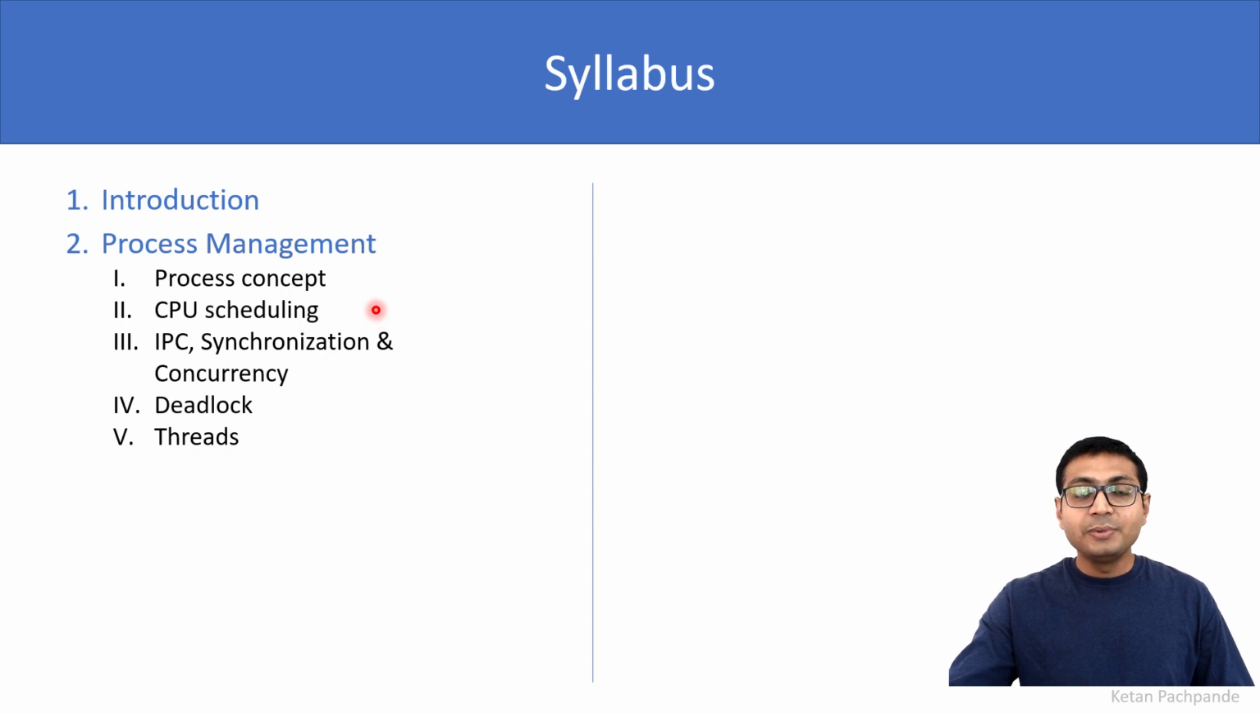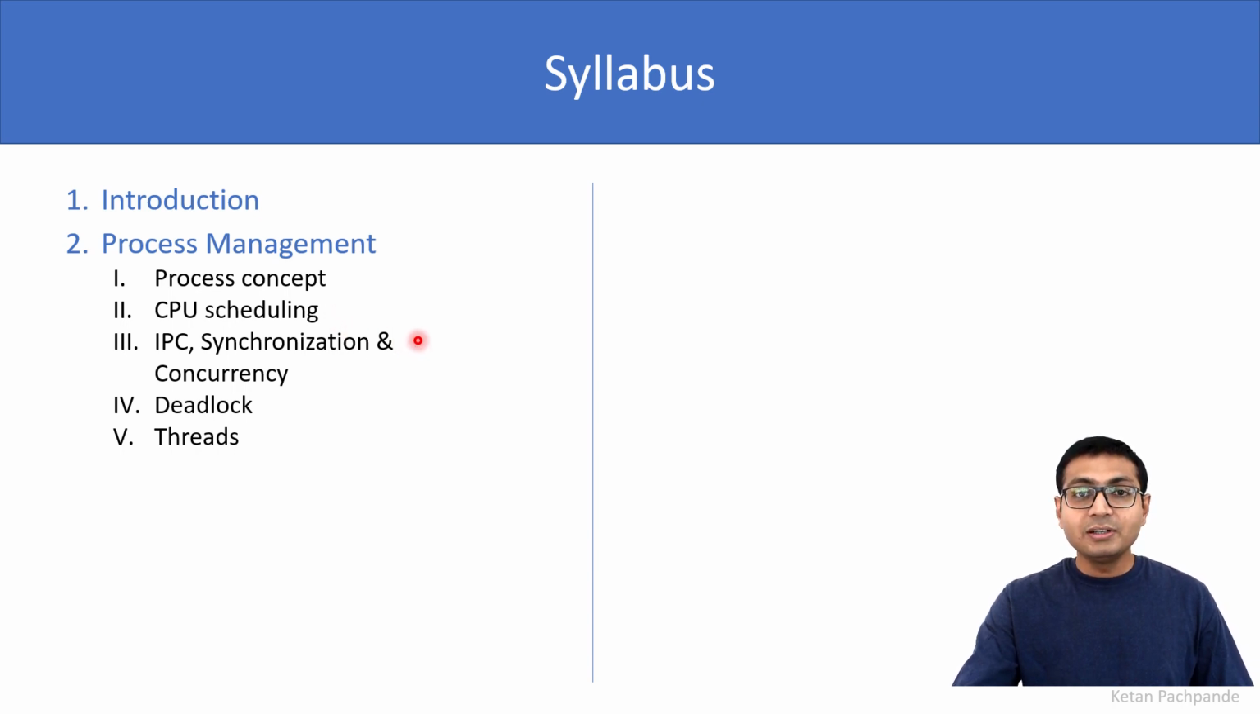The second topic I would be discussing is CPU scheduling. This topic is required because in an operating system you must have seen there are several processes running concurrently, but there is only one piece of hardware, that is the CPU. That's why, to make the decision of which among these processes will run on the CPU, we require the CPU scheduling algorithms.